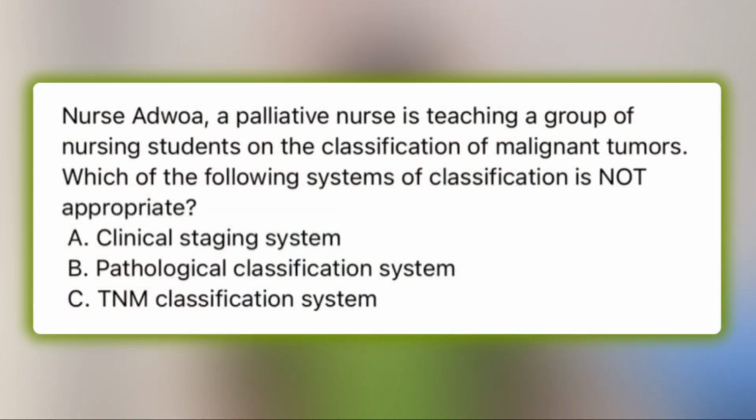Nurse Ajua, a palliative nurse, is teaching a group of nursing students on the classification of malignant tumors. Which of the following systems of classification is not appropriate? A. We have clinical staging system. B. We have pathological classification system. And C. We have TNM classification system.